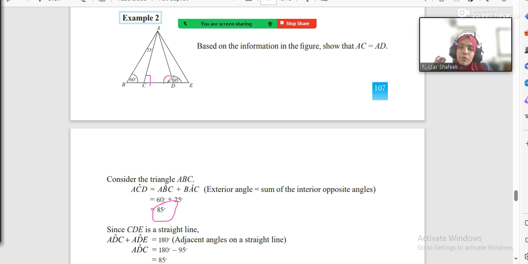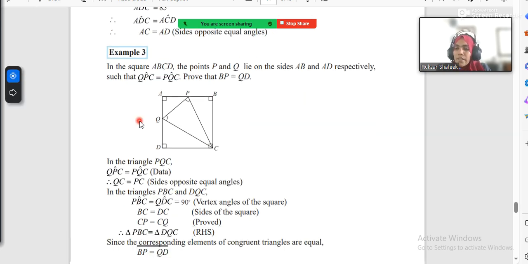If you look at this part, we can find using the straight line theorem that 180 minus 95 is equal to 85 as well. So these two angles are equal. If two angles are equal, that means the opposite sides are equal. So AC is equal to AD. That's another method that we can apply to prove that these two are equal.